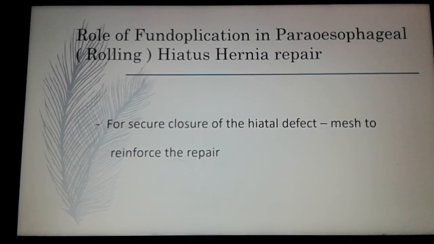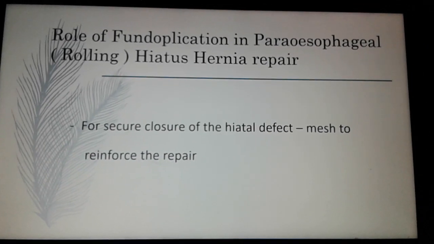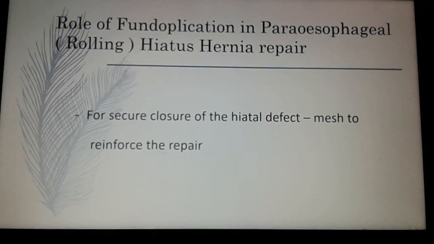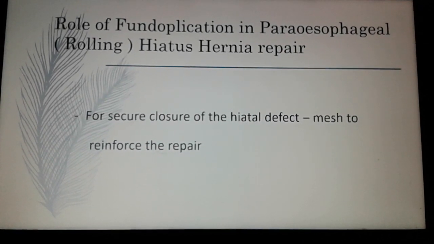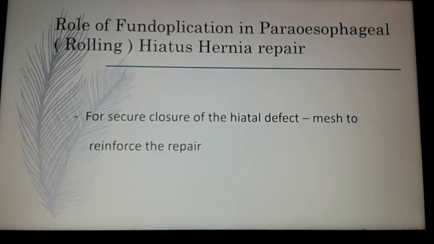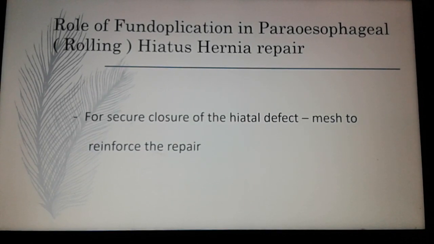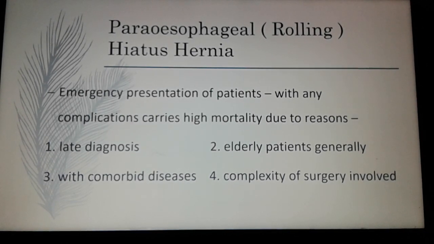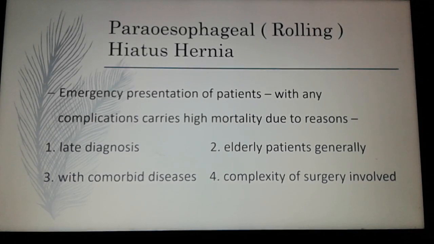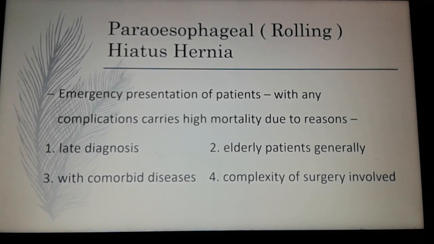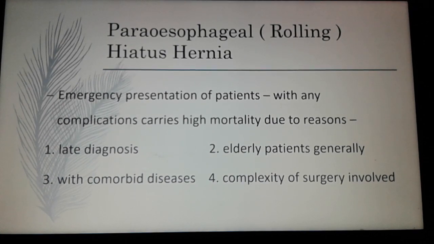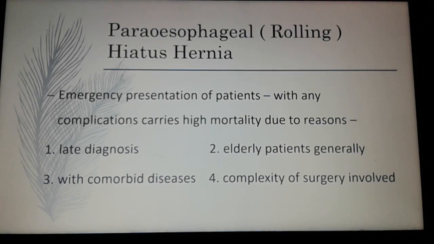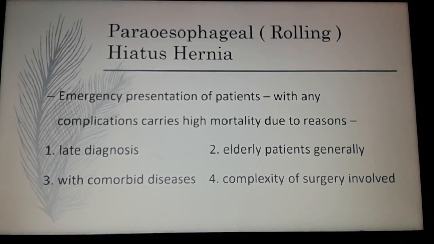And for secure closure of the hiatal defect, the crural defect, as already told you, we can use a non-absorbable mesh to reinforce the repair. Various meshes you already know, for example, polypropylene mesh, the dual mesh, so many types of mesh. Sometimes I will try to put another video for different types of mesh material later on.